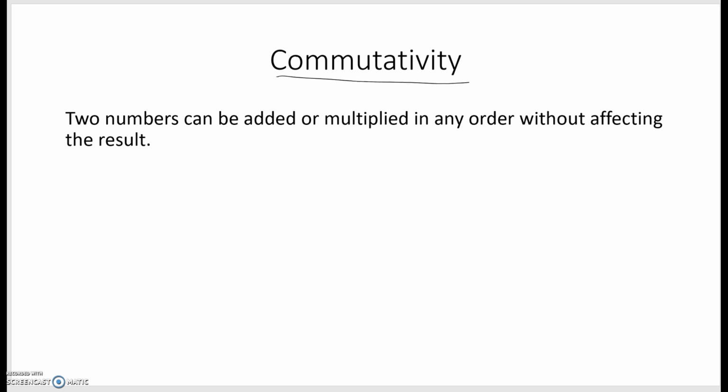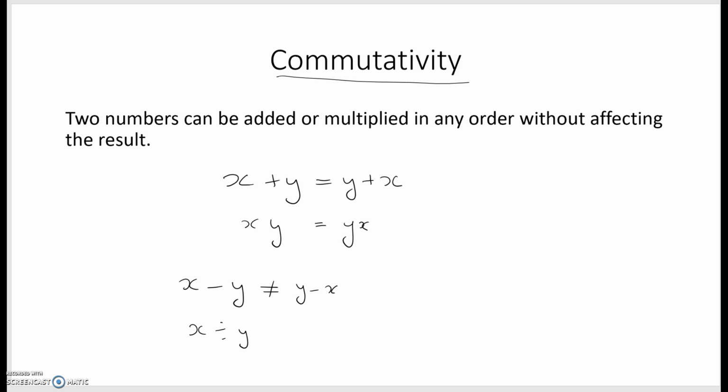We've looked at this in terms of numbers. Two numbers can be added or multiplied in any order without affecting the result. So here, when we're talking algebra, x plus y is going to be the same as y plus x, and x times y is going to be the same as y times x. Now, we need to be careful that x minus y is not equal to y minus x, and nor is x divided by y equal to y divided by x.